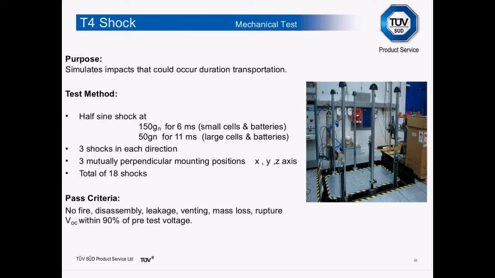Again, the pass criteria is no fire, disassembly, leakage, venting, mass loss or rupture, and the open circuit voltage must again be within 90% of the pre-test voltage.